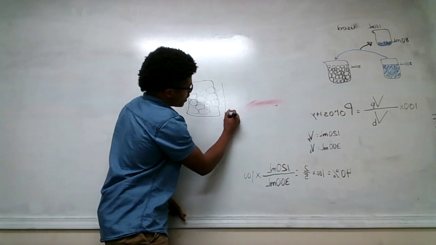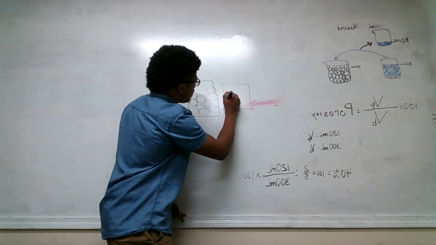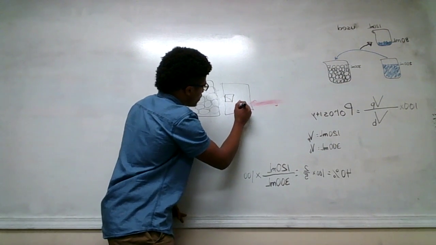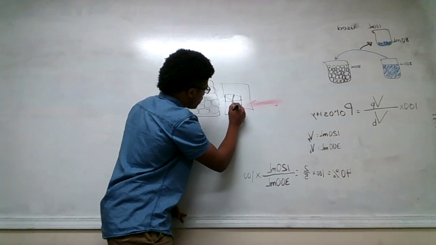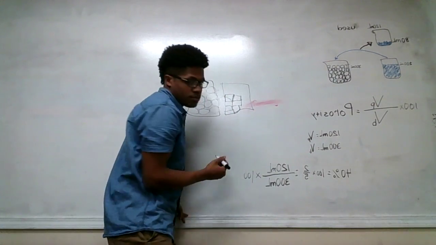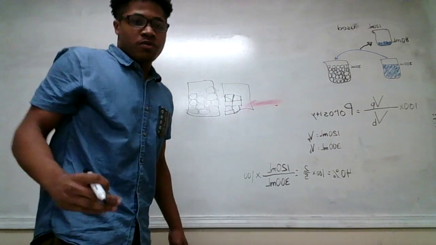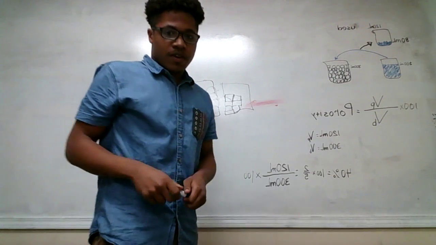But if you were to have flatter rocks, they would fit together more closely and therefore have less pore space. So rounder rocks will maximize the amount of pore space available.